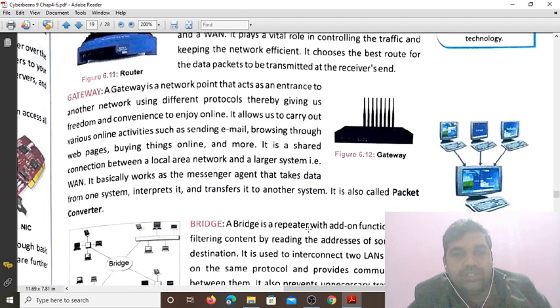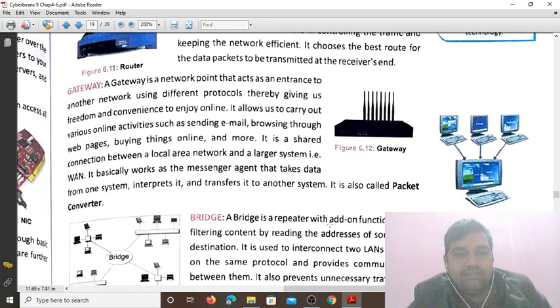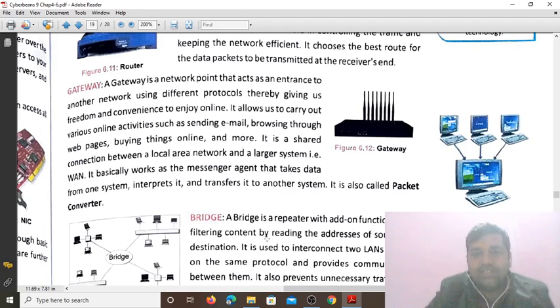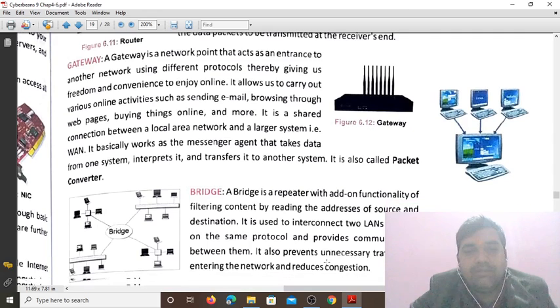Next is the bridge. Bridge is a repeater with the add-on functionality of filtering content. So it is just like a repeater, but with some extra feature: it can filter the content by reading the address of the source and the destination. It is used to interconnect two LANs working on the same protocol, not different, and provides communication between them. It also prevents unnecessary traffic from entering the network and reduces congestion.